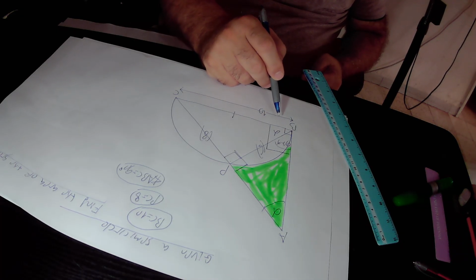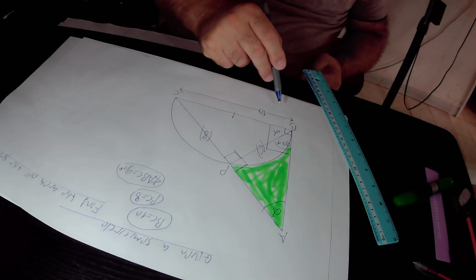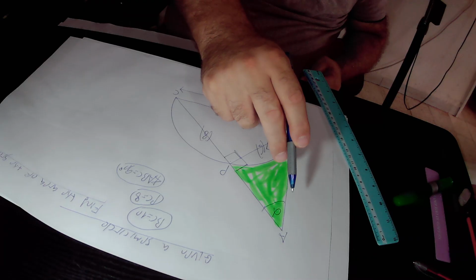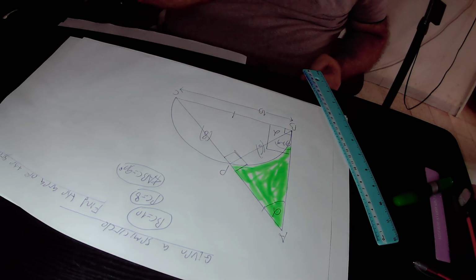Or another way, we can say that alpha plus 90 degrees minus alpha equals 90 degrees, that is the size of the big angle, angle ABC. So therefore this missing angle must be equal to alpha.